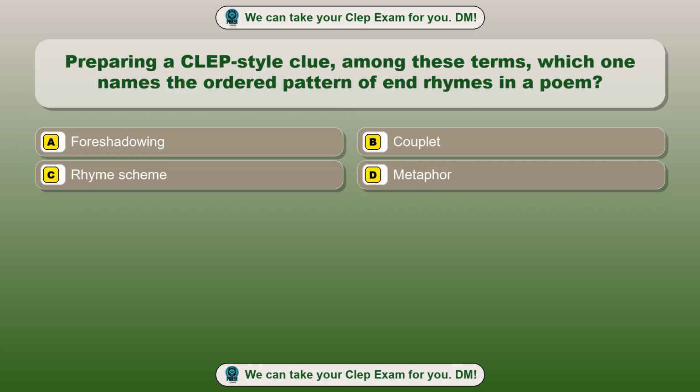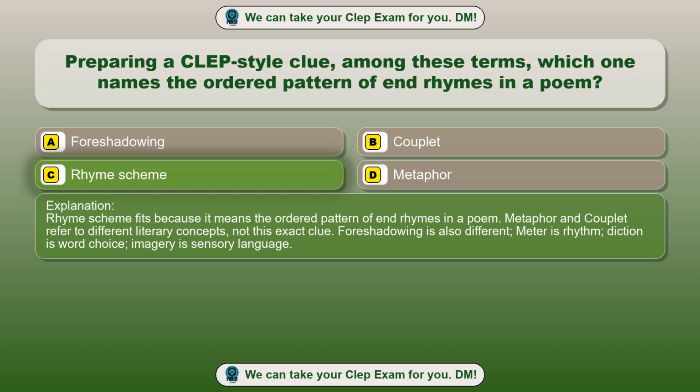Question 77. Preparing a CLEP style clue. Among these terms, which one names the ordered pattern of end rhymes in a poem? Option A, foreshadowing. Option B, couplet. Option C, rhyme scheme. Option D, metaphor. The correct answer is option C, rhyme scheme.